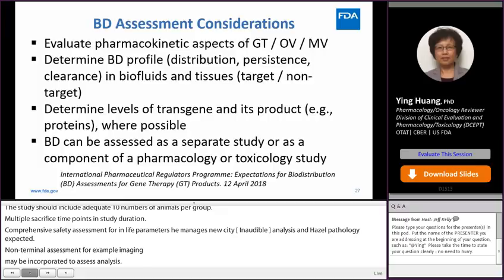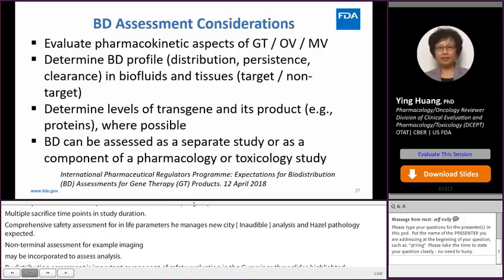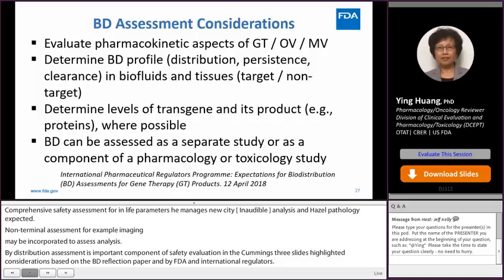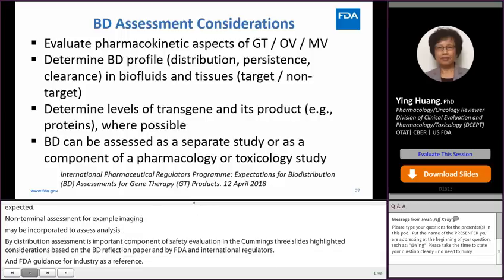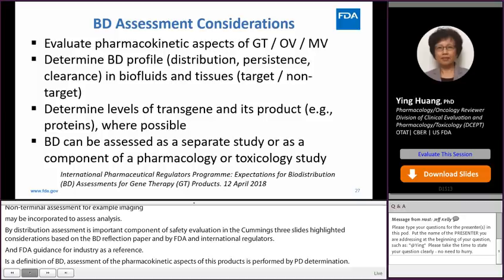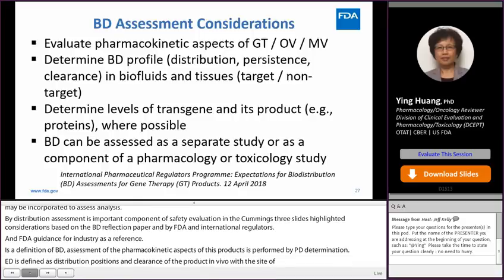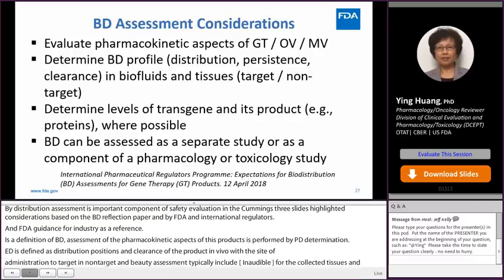The coming three slides highlight the considerations based on the BD reflection paper by FDA and international regulators, and the FDA guidance for industry as a reference. As a definition of BD, assessment of the pharmacokinetic aspects of these products is performed by BD determination. BD is defined as the distribution, persistence, and clearance of the product in vivo from the site of administration to target and non-target tissues, including biofluids. BD assessment typically includes analytical methods for the collected tissues and biofluid samples to detect the vector virus genomes, but may also include methods to detect the expression product. BD can be assessed as a separate study or as a component of a pharmacology or toxicology study.